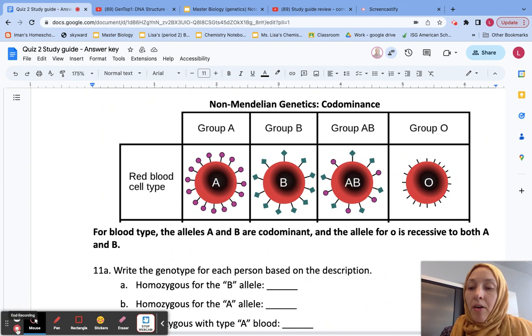Okay, now let's talk about non-Mendelian genetics. Now let's do codominance. Blood type is a really interesting one because it's not only codominant, but it also has a complete dominance component to it. So let's take a look at it. For blood type, the alleles A and B are codominant. So you can have A, you can have B, or if you're heterozygous AB, then you would have both A and B. But then we also have the allele O, which is recessive to both A and B.